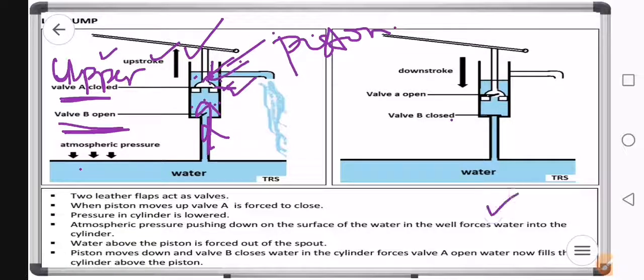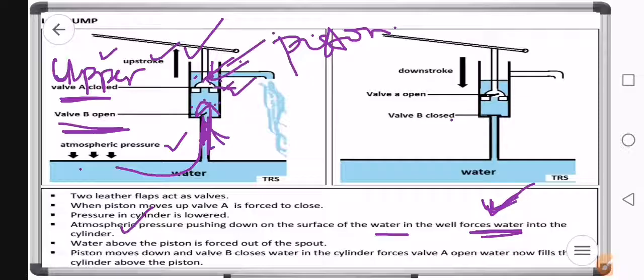That is this point here. Atmospheric pressure pushes down on the surface of the water in the well. What happens during upstroke? It forces water into the cylinder below the piston. Okay? It is this atmospheric pressure which forces the water from the well to enter into this cylinder below the piston. This is what actually happens in the lift pump.